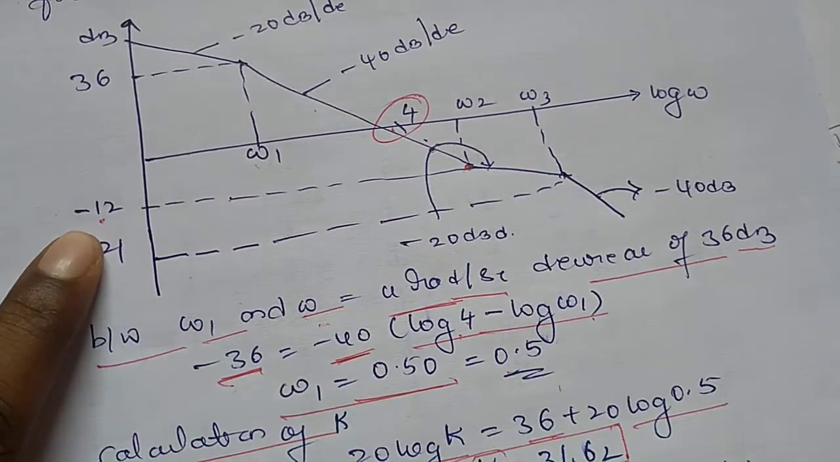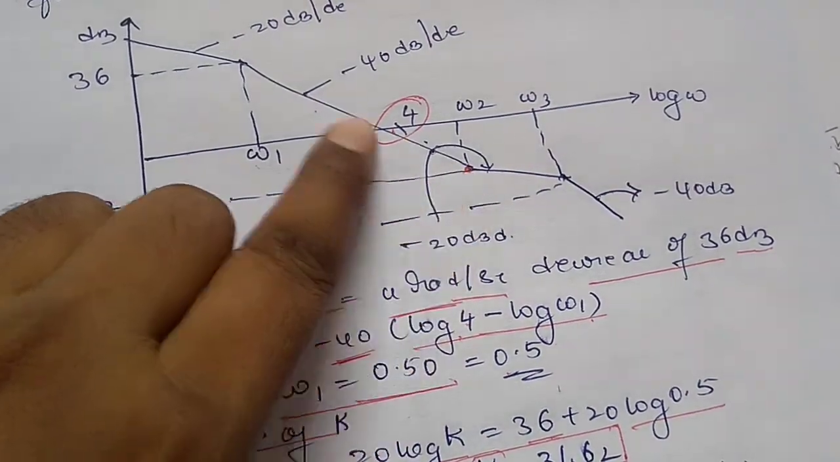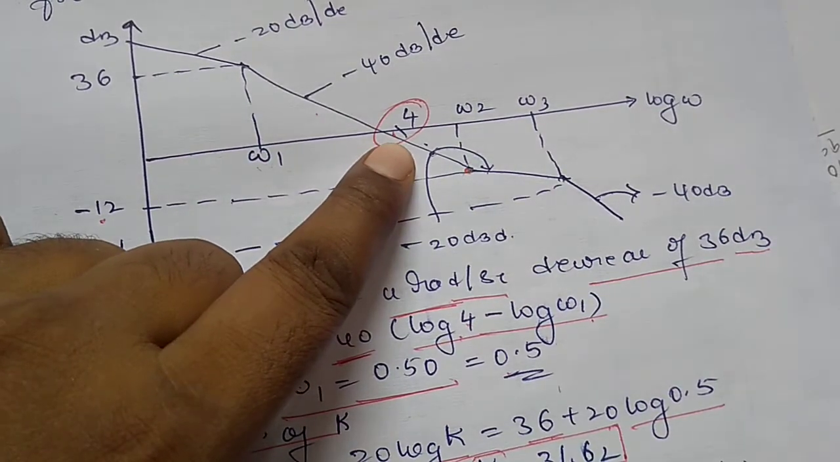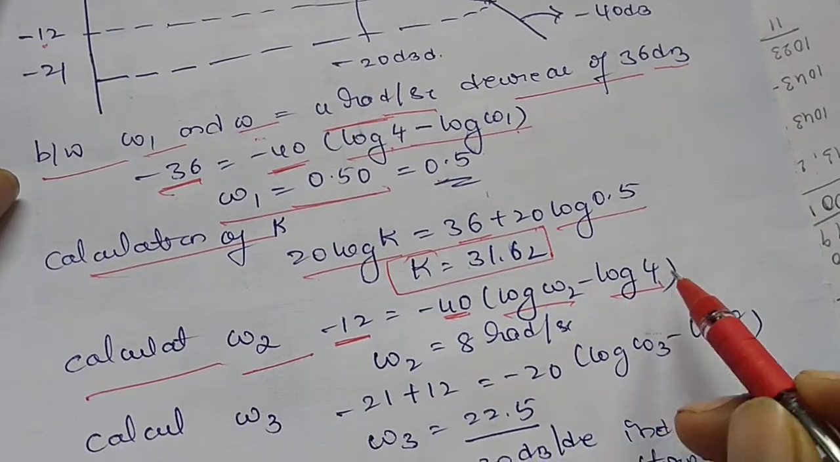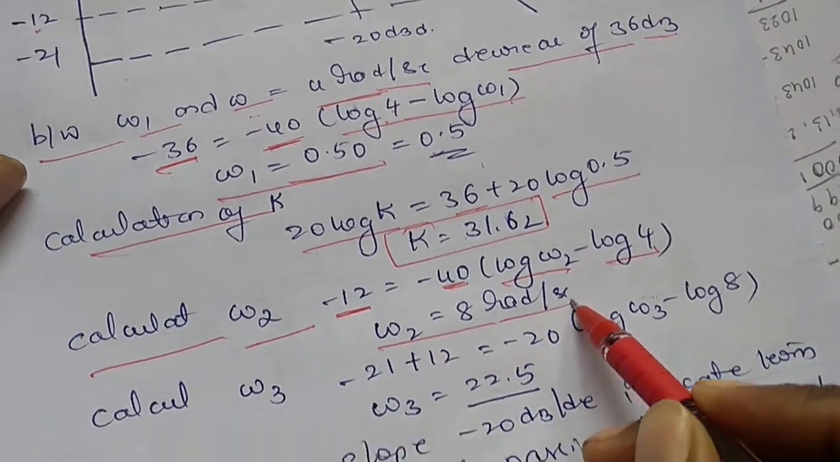So the magnitude is minus 12. That is, the slope is the same. The slope magnitude is minus 40 only. So then we have to use log of omega 2 minus log 4. Therefore omega 2 we will get as 8 radian per second.